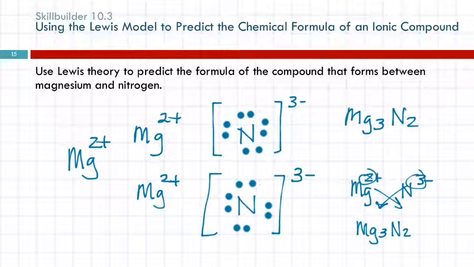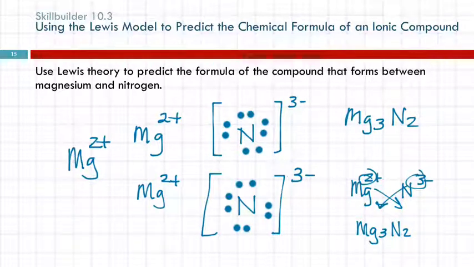Any questions? Do you see how it works? Yeah. How does it get more and then less? Are you talking about in the crisscross thing here? No, from you know how you keep on putting the Mg. Oh, how do we get another Mg?